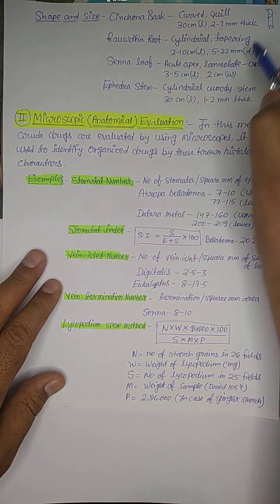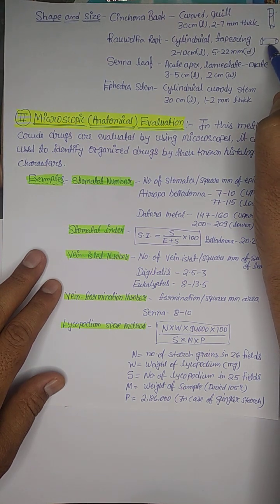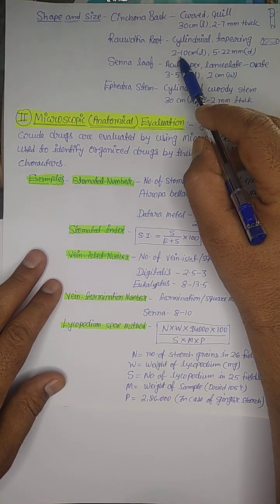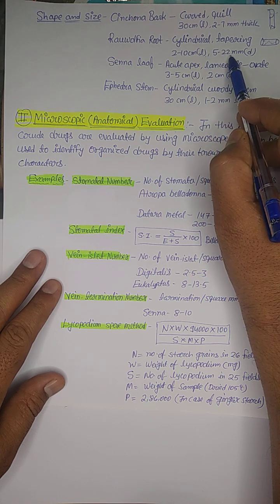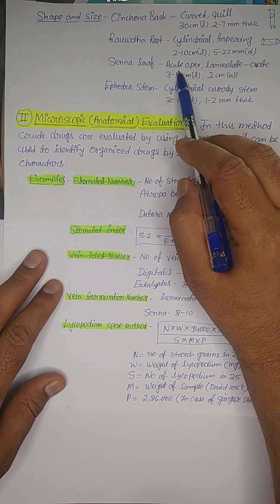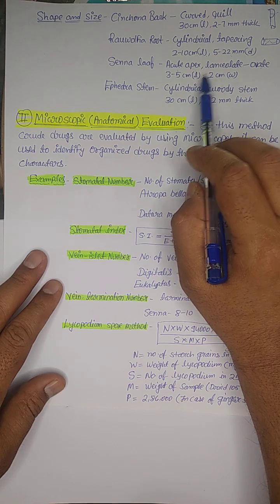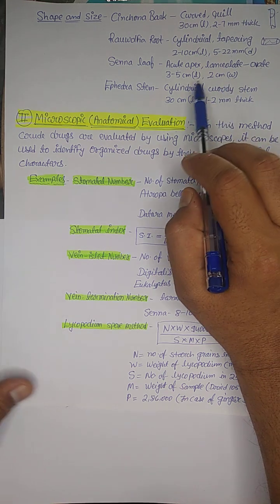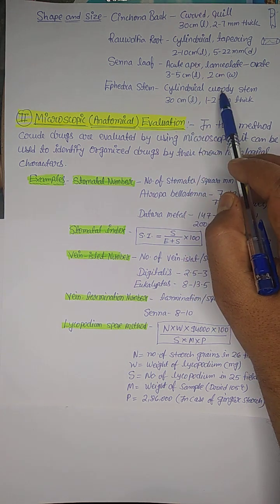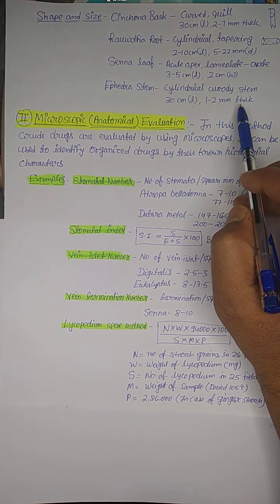Then Rauwolfia root, cylindrical, right? It will be cylindrical and slightly tapering also. It will not be properly straight cylindrical. 2 to 10 centimeter length and 5 to 22 millimeter diameter. Whereas senna leaf, acute apex, lanceolate to ovate lanceolate, 3 to 5 centimeter length and 2 centimeter width. Okay. Then we have ephedra stem. Ephedra stem will be cylindrical and woody, 30 centimeter length and 1 to 2 millimeter thick.